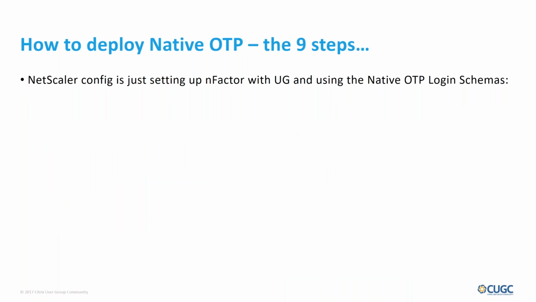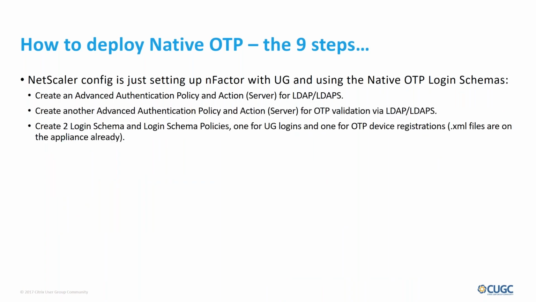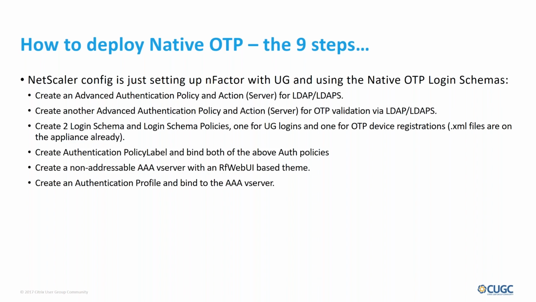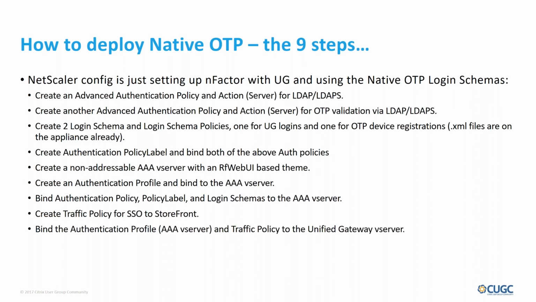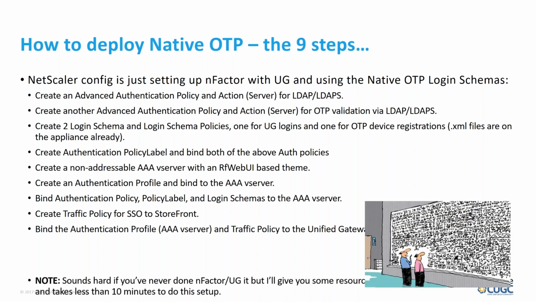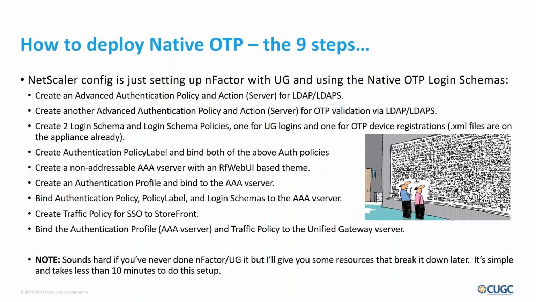Now, how to deploy Native OTP, the 9 steps. The NetScaler config is really just very, very easy. It's setting up nFactor with Unified Gateway and using these new Native OTP login schemas that came with that firmware. Now, there's a bunch of bullets here, and really, I don't expect you to run through all of them. It's really 9 steps that'll take you around 10 minutes or so to deploy.